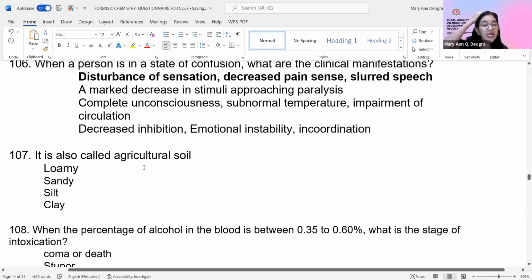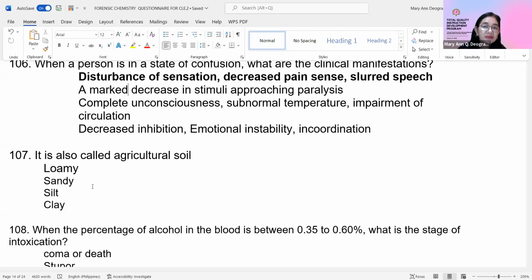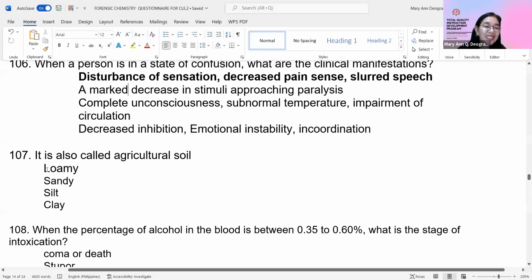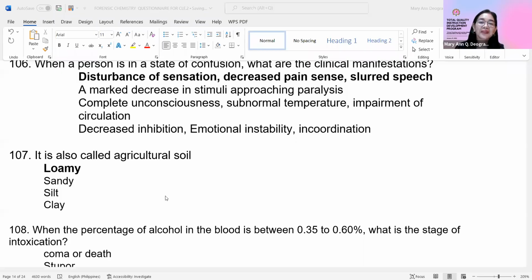It is also known as agricultural soil. Pabigay na question to eh. Alin dyan yung sagot? I think less than 200. Tigilan natin? Diretso. 500. Di naman.